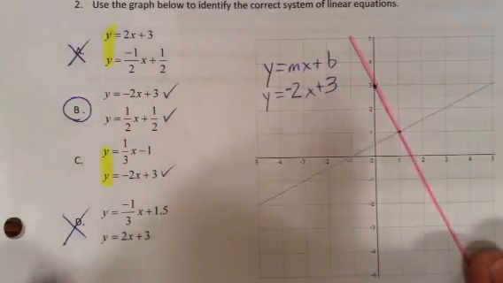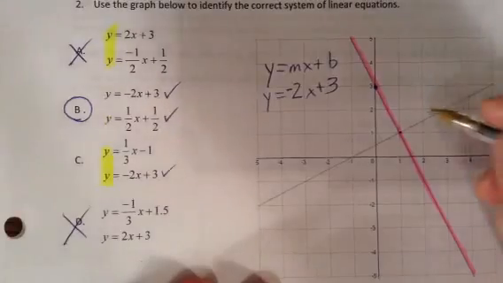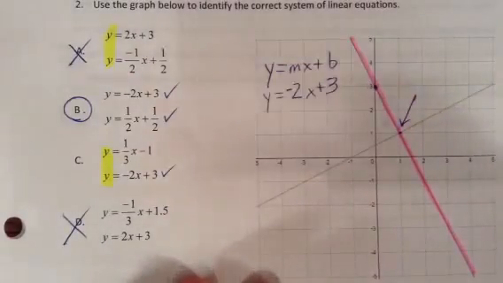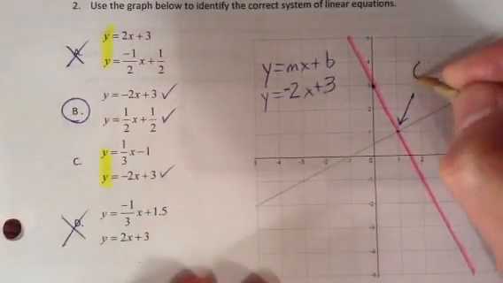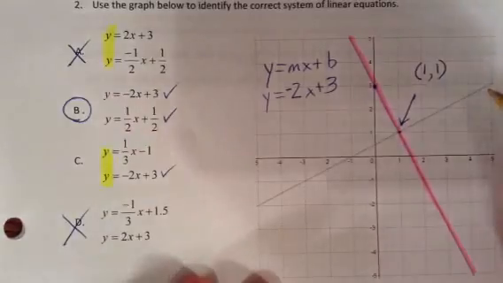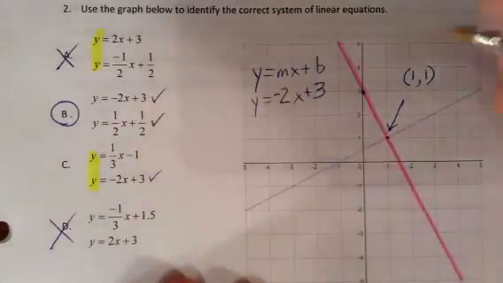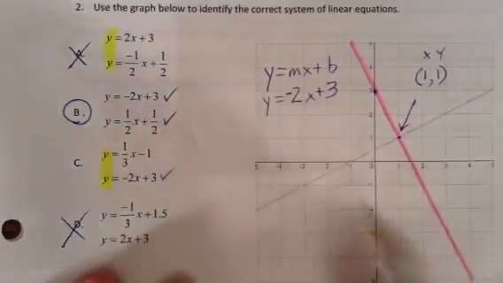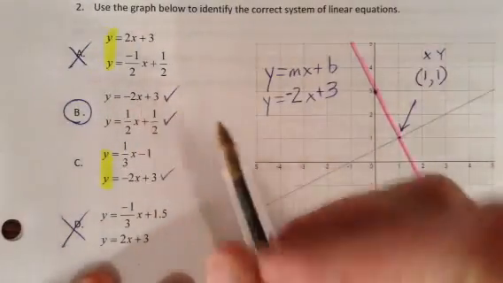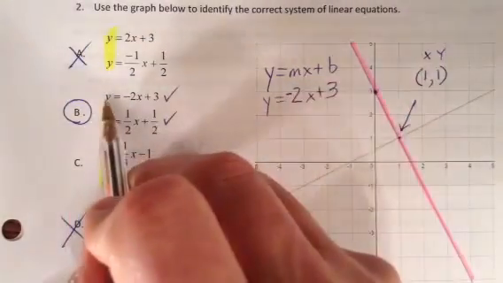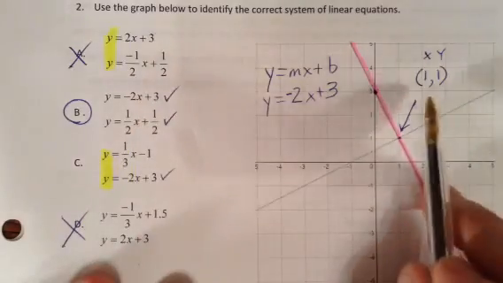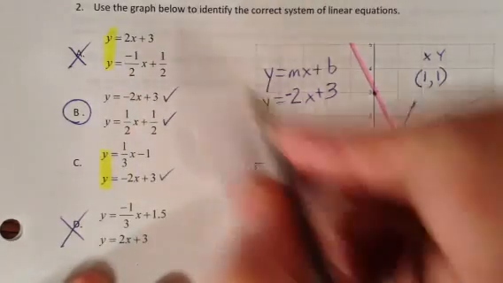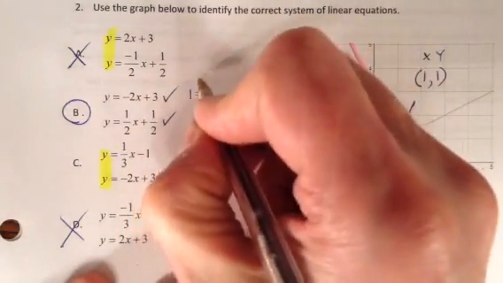Now, if you really want to make sure, they cross at what point? Cross at 1, 1. So if you have an x value of 1 and a y value of 1, it should work in both places. So if I quickly come over here, plug in a 1 for both x and y, because that's what my graph is telling me. Is it true?